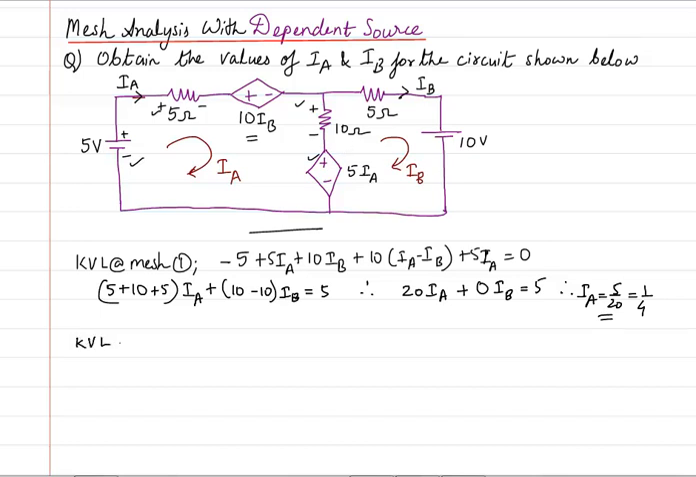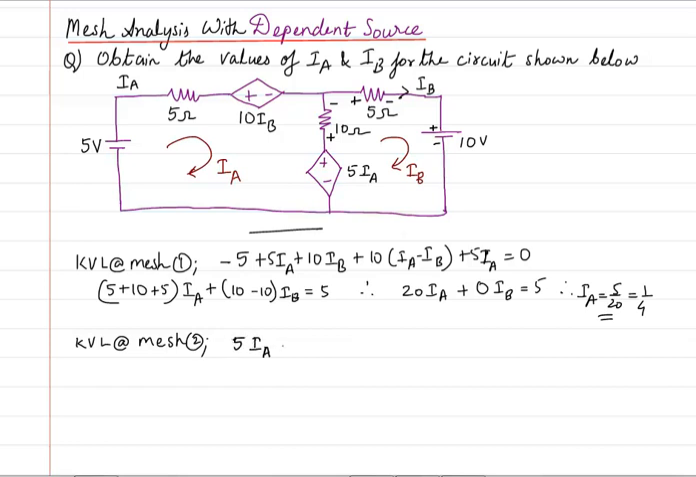So KVL at mesh 2, the second mesh. Okay, KVL at mesh 2. Again I will have to write the polarity. So since IB flows like this, I will write this as plus minus plus minus. This is already plus. So now I can start from, let's say, for a change I will go from the front of the bogie.